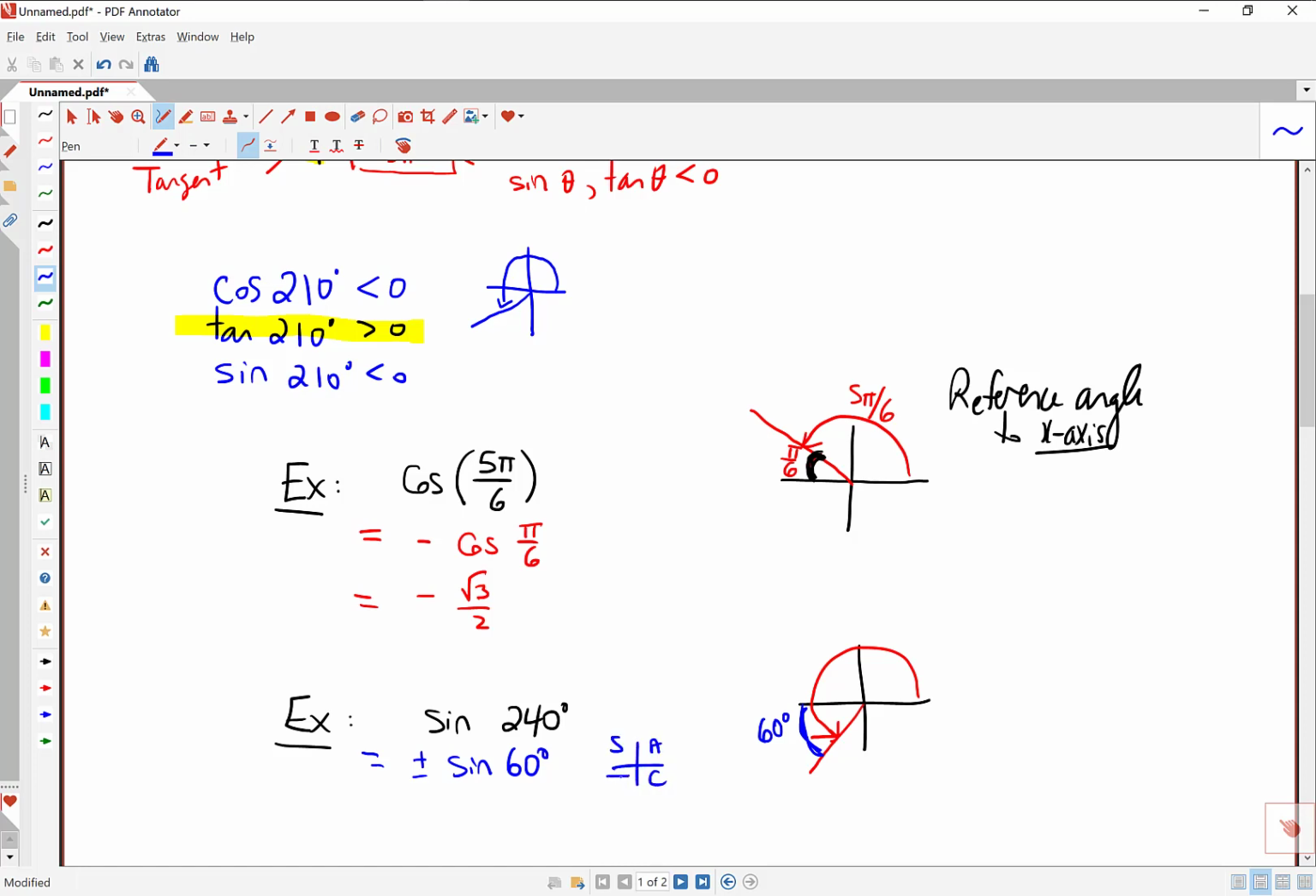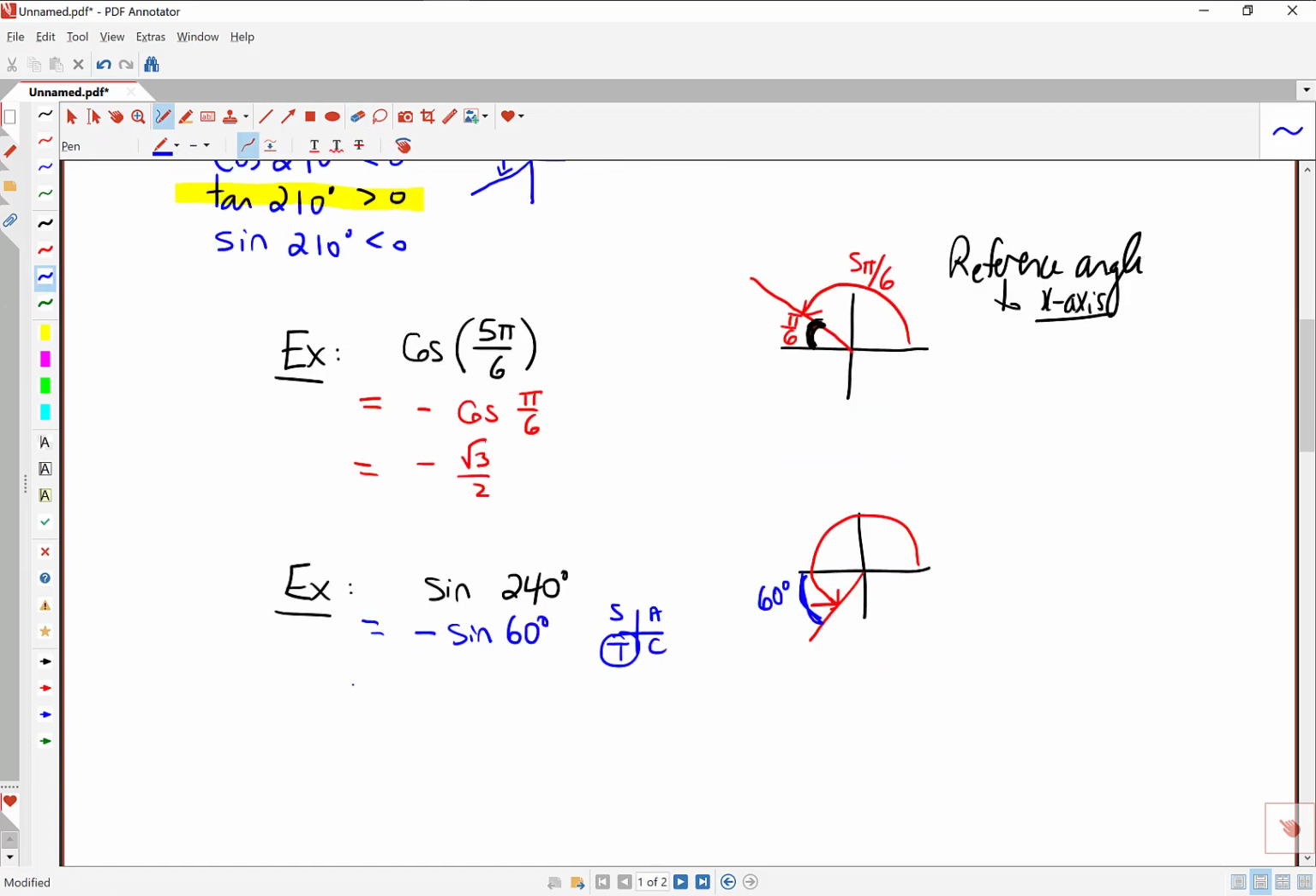Okay, so let's think about what quadrant we're in. Again, we're in the third quadrant here, so sine's going to be negative. So it's negative sine of 60 degrees. Okay, and then we pull out our special triangle and we say, well, sine of 60 degrees is root 3 over 2. So we get negative root 3 over 2. So that is the CAST rule and how reference angles work.